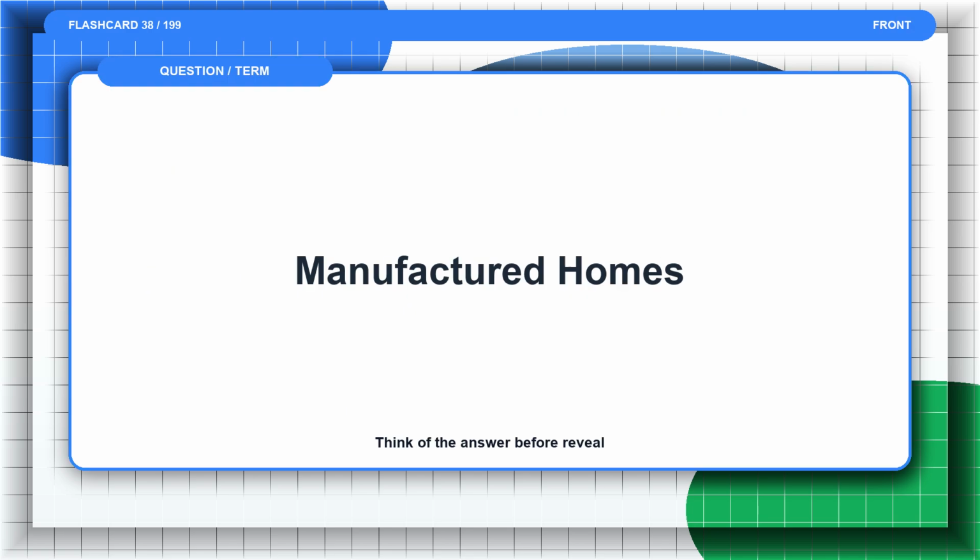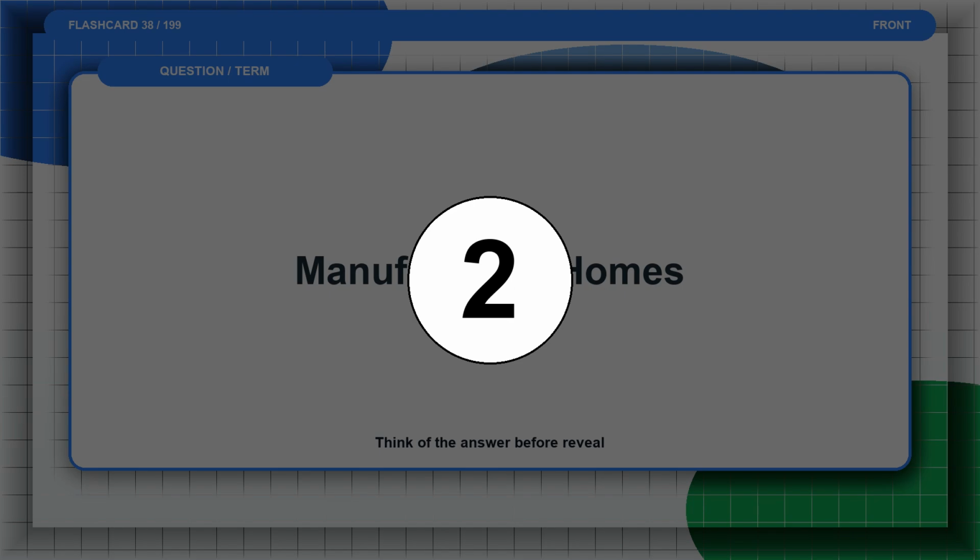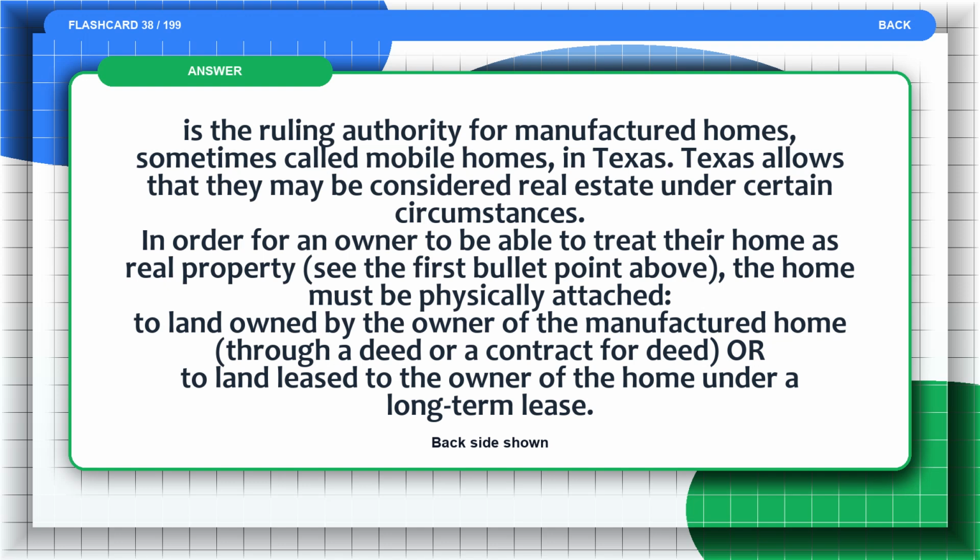Flashcard 38. Manufactured homes. Pause and think of the answer before the reveal. The answer is the ruling authority for manufactured homes, sometimes called mobile homes, in Texas. Texas allows that they may be considered real estate under certain circumstances. In order for an owner to be able to treat their home as real property, the home must be physically attached to land owned by the owner of the manufactured home through a deed or a contract for deed, or to land leased to the owner of the home under a long-term lease.